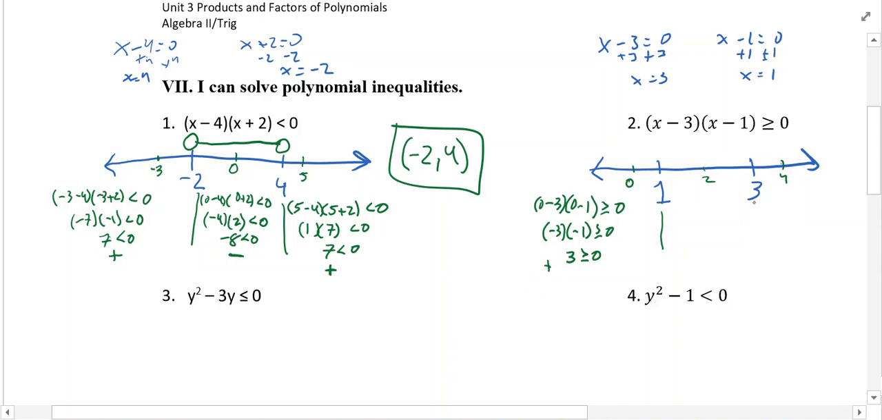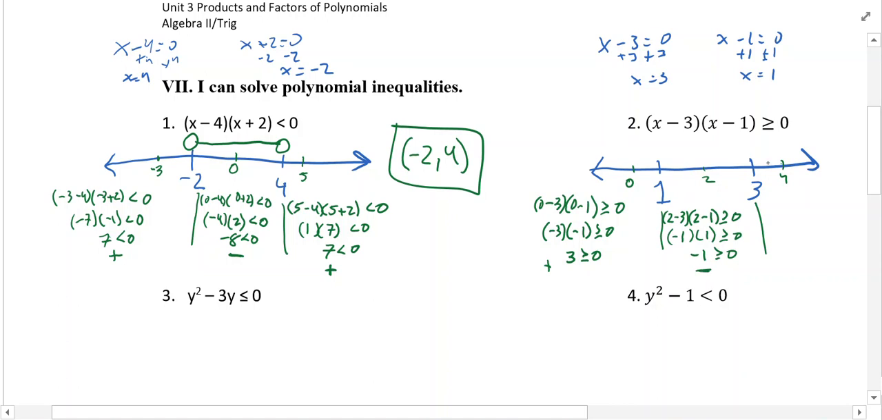All right, so now let's test one in between here. So I'm going to plug in 2 this time. So 2 minus 3, and then 2 minus 1 greater than or equal to 0. So 2 minus 3 is -1. Then 2 minus 1 is 1. So when I simplify here, -1 times 1 is -1, is greater than or equal to 0. So that means anything in this interval here is going to give me a negative answer.